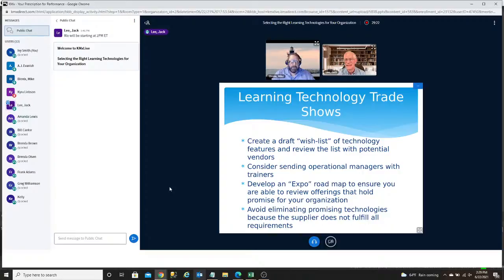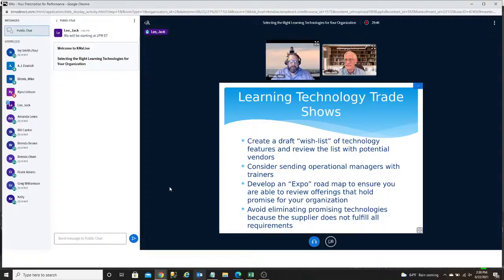And if you go to one of these shows, it's best to create a draft wish list of the things that you want to see, so you're not looking at 50 or 70 vendors that are offering you things that aren't really on your list of needs. So have that list in advance, so that you know what you're looking for, and that you can discuss with the potential vendors whether or not they solve any of these wish list problems.